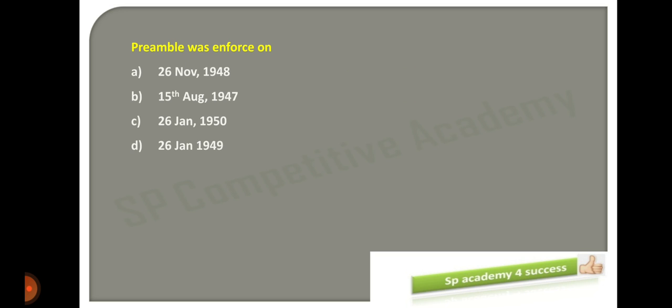Next is, the preamble was enforced on. So here the preamble was adopted on. So you will have two types of questions: the preamble was adopted on and the preamble was enforced on. If you get a question like preamble adopted on, then you will write 26th November 1949, the date which is mentioned in the preamble. But for enforced on, don't get confused between the preamble enforced date and the preamble adopted date. Okay, the preamble enforced date is different from the adopted date.